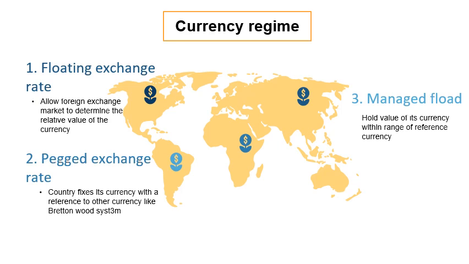And then there is another type, which is the managed float, where a country holds the value of its currency within a range of a reference currency. For example, when a country wants to start a currency peg, they peg their currency relative to another currency. So if China wants to peg the value of the yen with the USD, it means the Chinese government wants the value of the USD and the yen to move at the same rate.